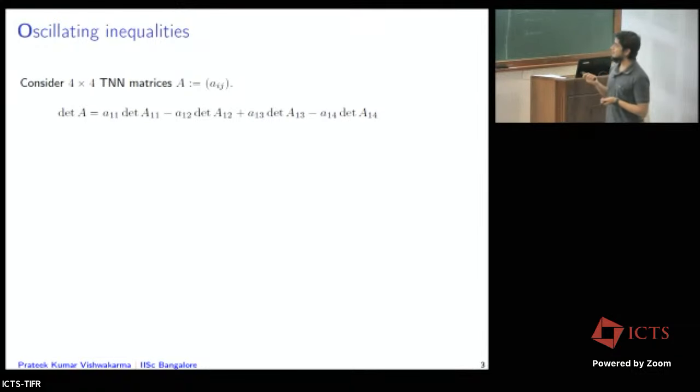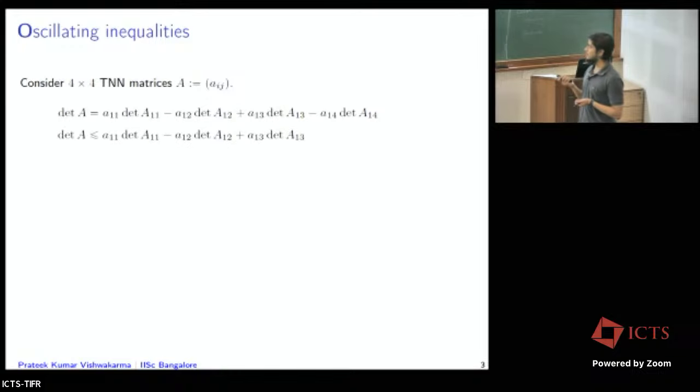Consider a 4 by 4 totally non-negative matrix A, then expand its determinant along the first row, and look at the last entry in this expansion. The last entry is minus A14 times determinant A14, which is a non-positive quantity. So if we remove that term from this expansion, we get an inequality that holds for all 4 by 4 totally non-negative matrices. Now this was not very difficult to see.